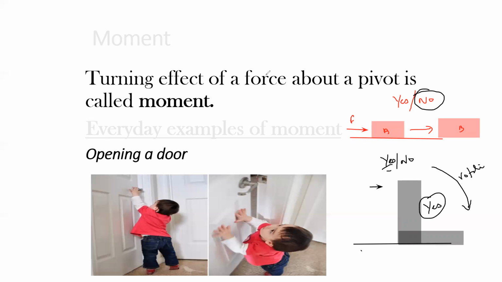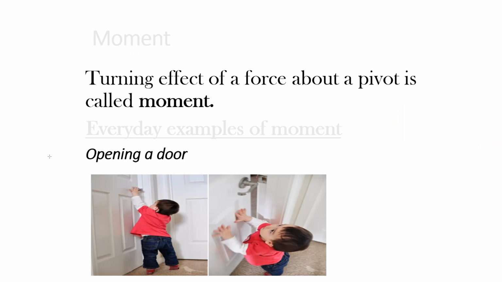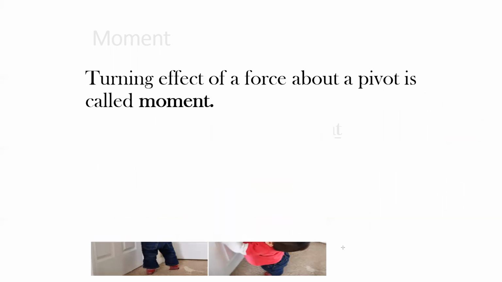So whenever an object rotates with the help of a force, we say that a moment is produced. But if the object does not rotate about the fixed position, we don't say a moment is produced. Is it clear? The example in which there is a moment, and when there is no turning effect or no moment. Then this moment can have a direction. How can the moment have a direction?